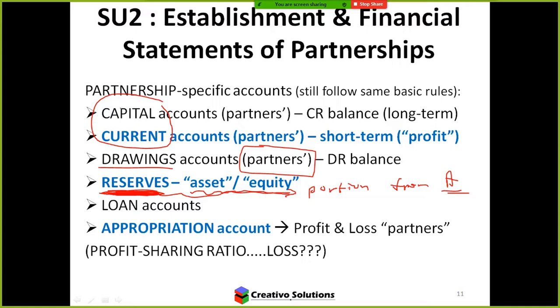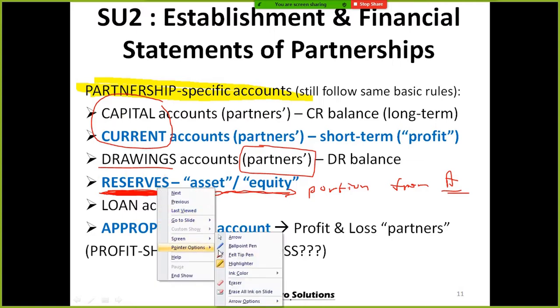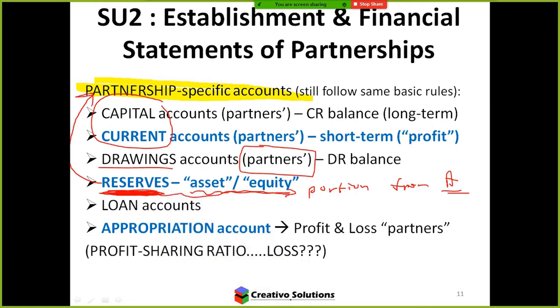The partners. Remember, what we have here are all partnership specific accounts. That's why we've got the heading here. Each partner will have to account for their capital, their current account, and their drawings. Reserves relate to the partnership. Who is that attributable to? The partners, so the partners are actually entitled to that reserve. Setting money aside for a particular asset, if I don't buy the asset, that money still belongs to the partners.